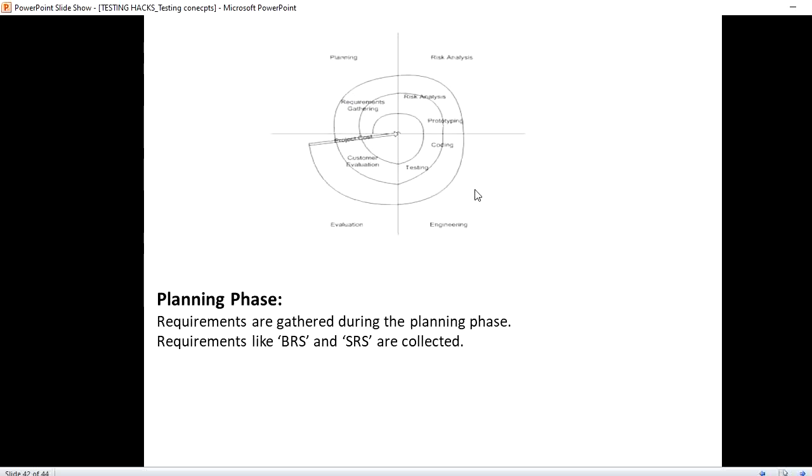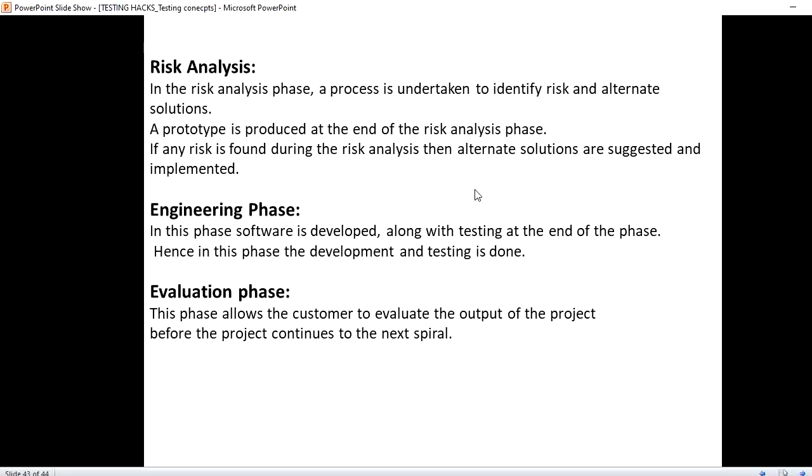We have already seen what the planning phase is. Requirements are gathered during this phase. Requirements like BRS and SRS are collected. So what are BRS and SRS? BRS stands for business requirement specification. SRS stands for system requirement specification. These are the general definitions, so make a note of them. Once this is done, we move to risk analysis.